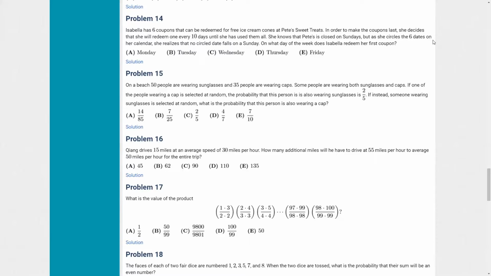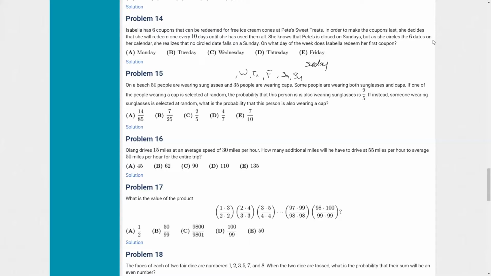What needs to happen for the inevitable, terrible Sunday to be the day that she picks to use her coupon because the store is closed? So what needs to happen for her to try to use a coupon on a Sunday? Let's count back. If she wants to use a coupon on a Sunday, just if, she doesn't, but if she does, we need to go 10 days back.